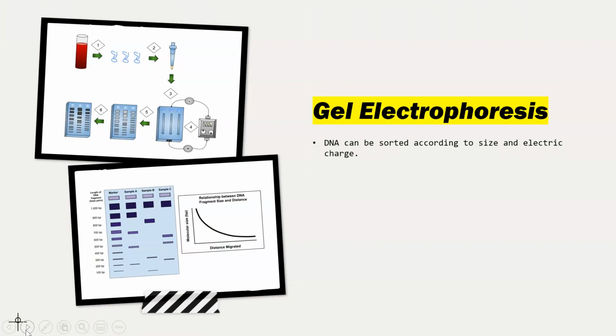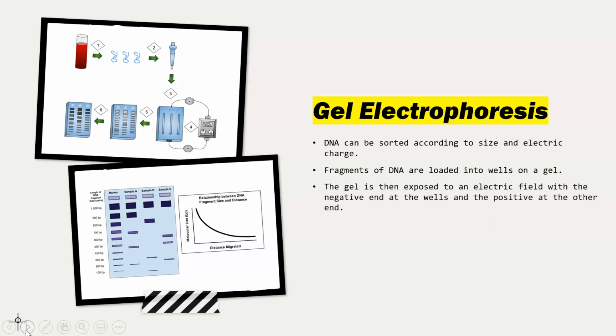So with gel electrophoresis, it's all about sorting sections of DNA by size using an electric charge. You can see in the diagrams the process that occurs. Fragments of DNA are loaded into wells on a gel, and if you look at the bottom picture, imagine that the wells are running along the top. The gel is then exposed to an electric field, an electric current, with the negative end at the end of the wells and the positive end at the opposite end.